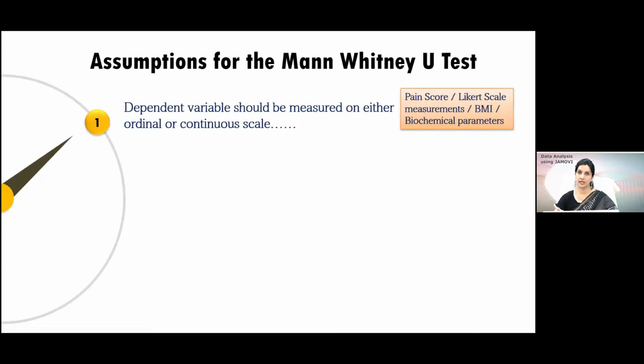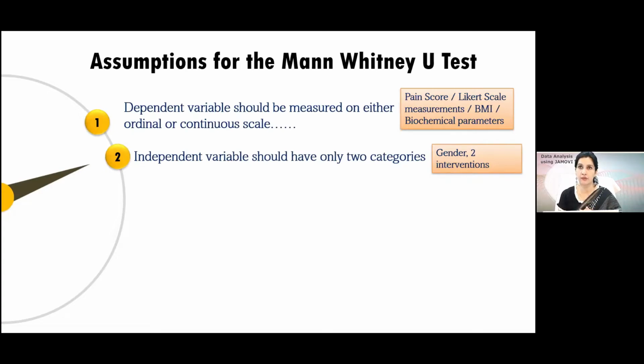And again, the assumptions: there is one dependent variable which should be measured either on an ordinal scale or on a continuous scale. So the Mann Whitney U test can be applied for ordinal level data also, like pain scale, Likert scale. You must have seen we do a lot of Likert scale. So that also can be done in case of a Mann Whitney U.